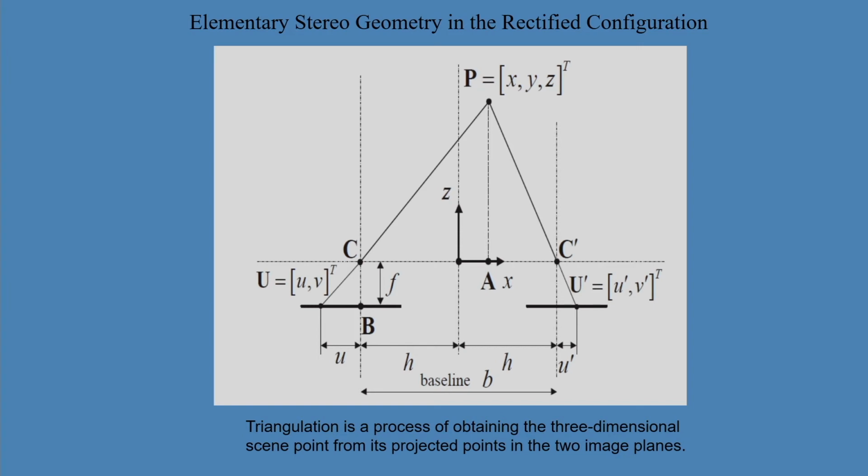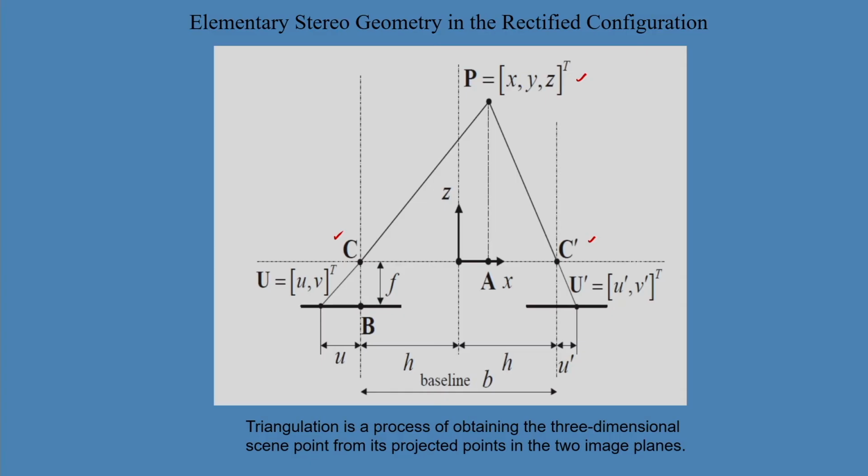So let us see this configuration. In this configuration I have two cameras, the projection centers are C and C dash. This is the left camera and this is the right camera, and the scene point is P, (X, Y, Z). The distance between the two camera projection centers is the baseline, and I am considering the distance as B.